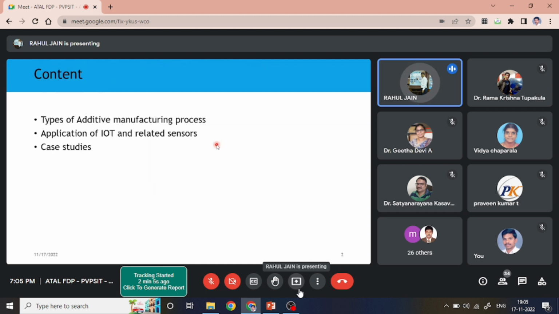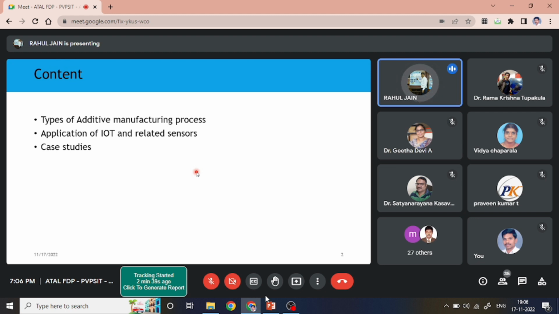These are the three main broad contents which I would like to discuss in this session. First, we'll briefly talk about various types of additive manufacturing process, with a prime focus on one category, which is wire arc additive manufacturing process. There are some specific reasons why I want to emphasize this process, because of its certain inherent advantages, which we'll discuss as we move forward.